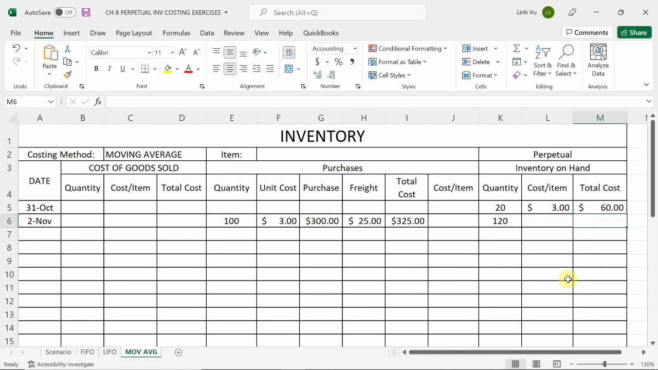But my total cost is, well, if I started with $60 and I need to add, because I purchased 100 units, I need to add $325. What's my new total cost going to be? I have 60 from my 20. That's my beginning inventory. That's how much money it's worth in my inventory. And I just purchased $325 more. So 385. Good.